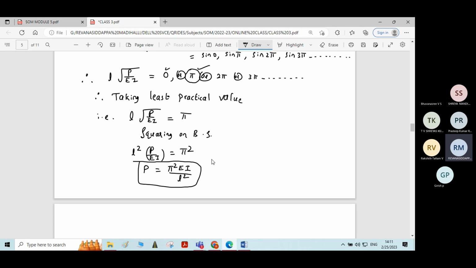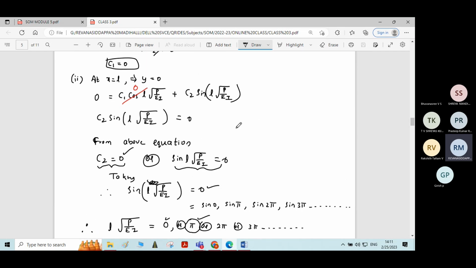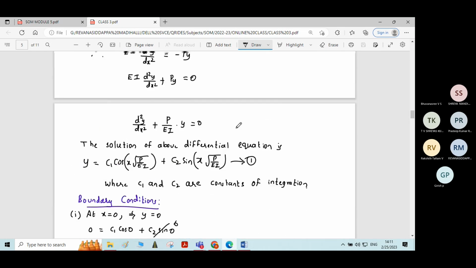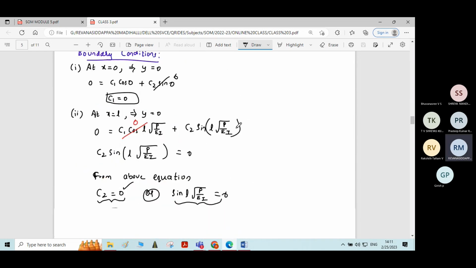Okay, so this completes the derivation. Do you have any doubts at any point of calculation here? Any doubts here in this derivation, students? Any doubts you can ask.